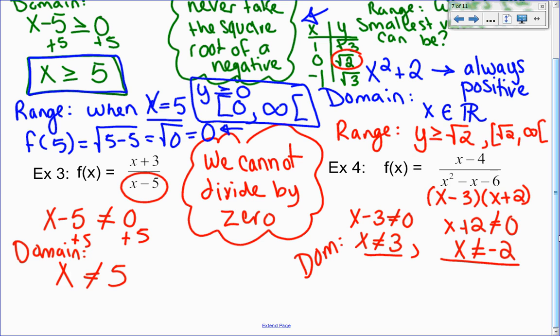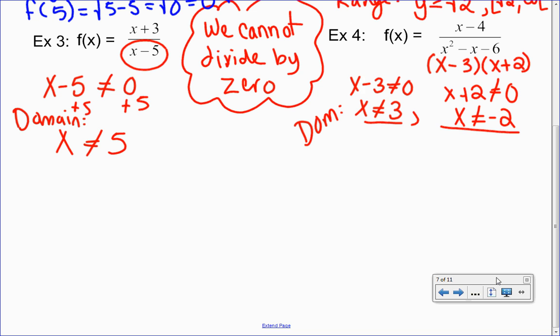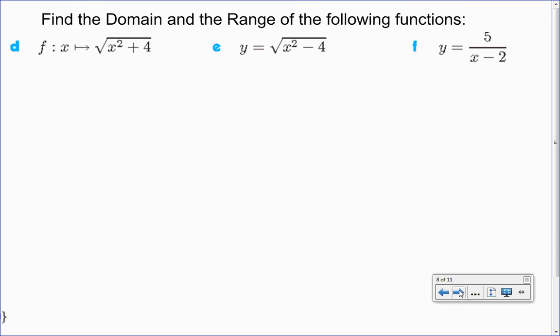Right here, domain. We've got our domain. Range. I'm just going to hold off on range for those ones for now. It involves asymptotes, and when we look at asymptotes the next day, you'll be able to see that more clearly. So same with example 4. If you're curious, I'll just give you the answer here, but you're not responsible for it. In fact, I'll just hold off on that. I promise we'll look at that next lesson.